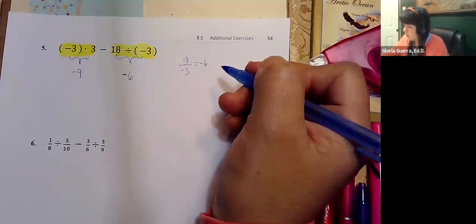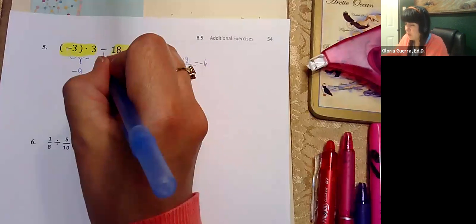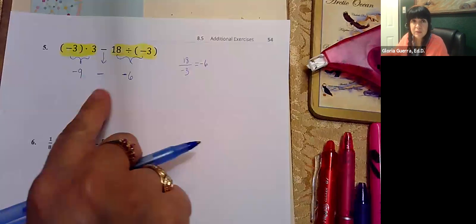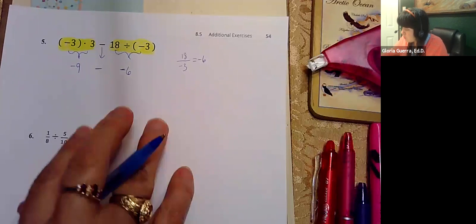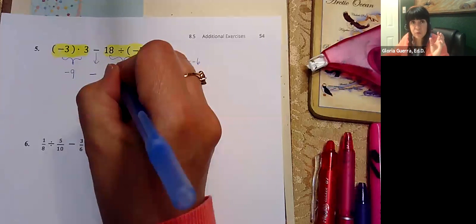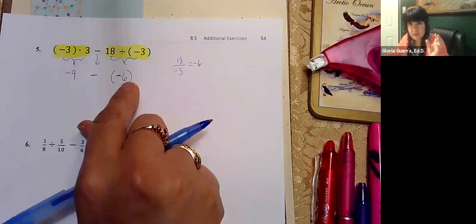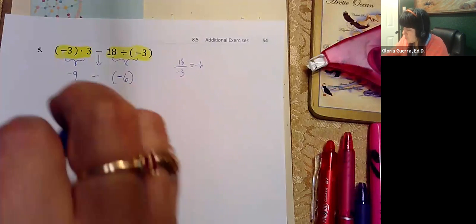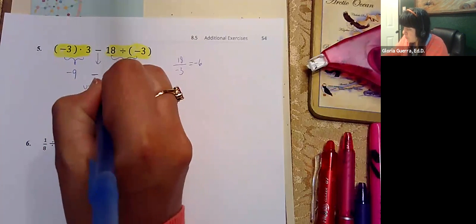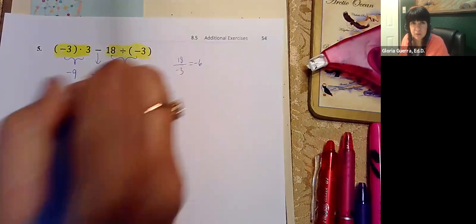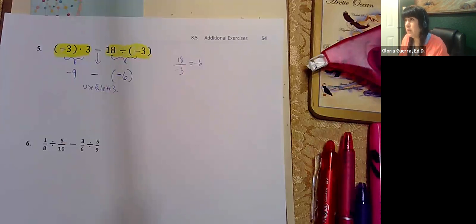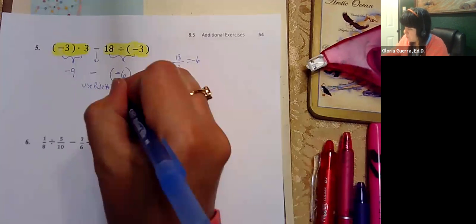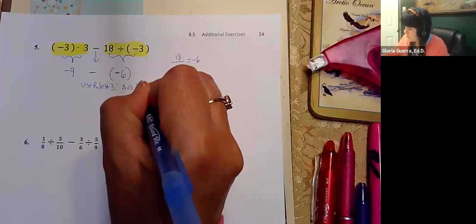Then you bring down this minus sign, and you want to be careful because you have again that double negative going on, so you probably want to put parentheses. That's an attention grabber: hey, look at me, I'm a negative. 18 divided by -3 gave me a -6. Now we're going to use rule number 3, subtracting signed numbers. The rule says they want you to rewrite it as an addition problem, so we're going to add the opposite.